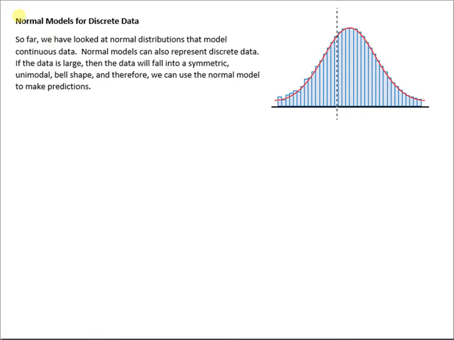Normal models for discrete data. So far we've looked at normal distributions that model continuous data. Normal models can also represent discrete data. If the data is large, then the data will fall into a symmetric, unimodal, bell shape. Remember, unimodal means one mode. Therefore we can use the normal model to make predictions. So let's take a look at an example of that.